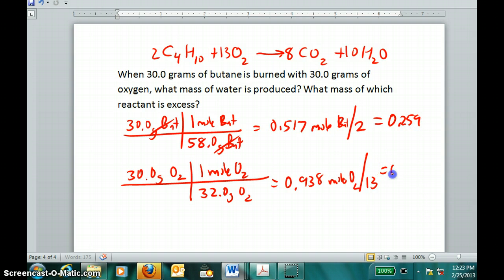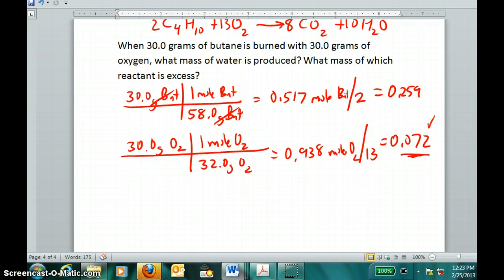in this case, of 0.259 and 0.072. Now remember, when you do this, these numbers have no meaning other than to let me eyeball who's going to run out first. And since the smaller value belongs to oxygen, because we do need 6.5 times more of it than the butane, always take the smallest value when you do this procedure, and that's your limiting reagent. So every calculation I'll do will be based on my limiting reagent.